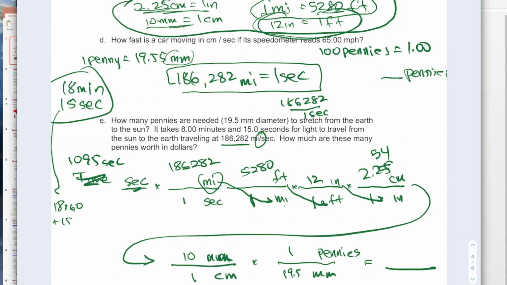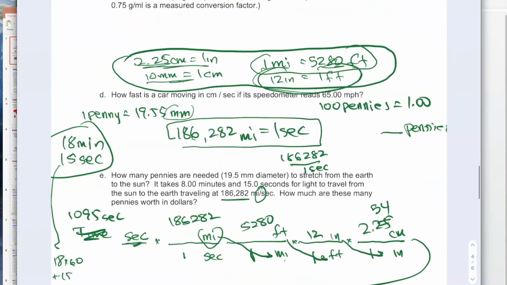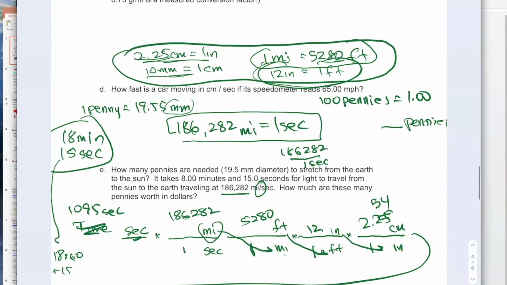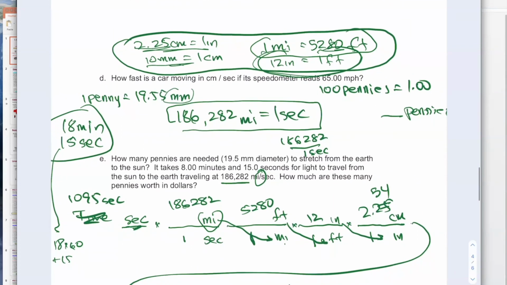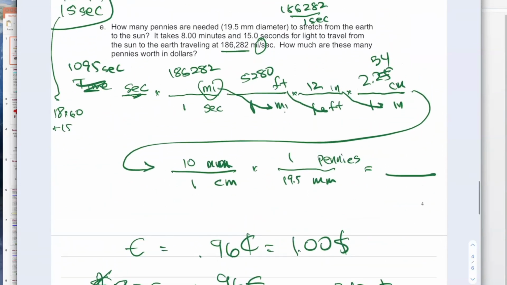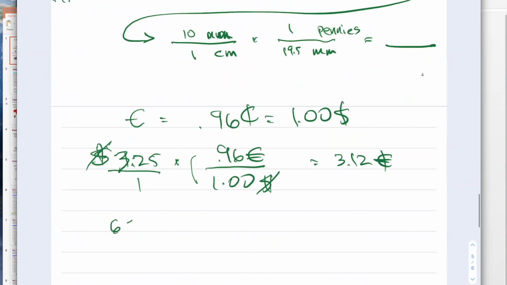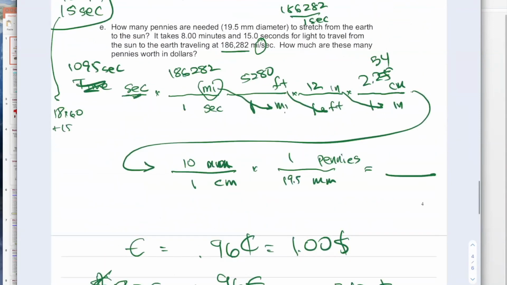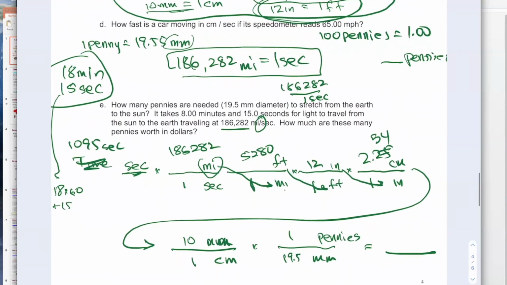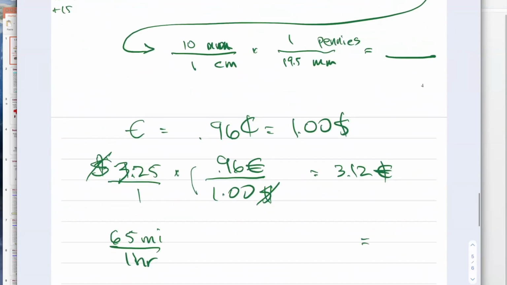Same thing here. Okay, this problem right here: how fast is a car moving in centimeters per second if its speedometer reads 65 miles per hour? Well, that's basically what 65 miles per hour is. And what we want to do is convert this to centimeters per second. So the length has got to be on the top, time's got to be in the bottom.